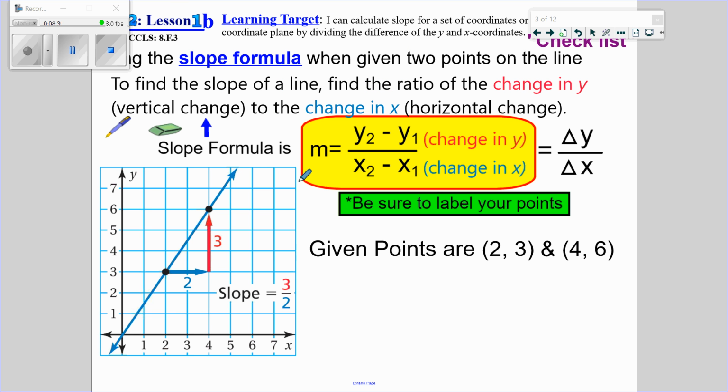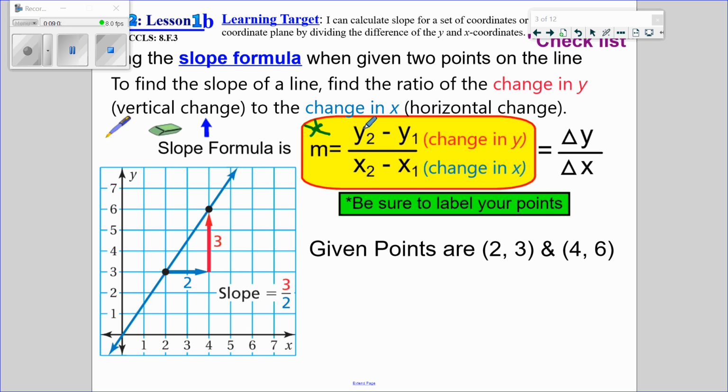Using the slope formula when given 2 points on the line. To find the slope of a line, you find the ratio of the change in y, which is the vertical change, to the change in x, horizontal change. When they talk about change, it's subtraction. So here's our formula. I would start this. You need to know this.